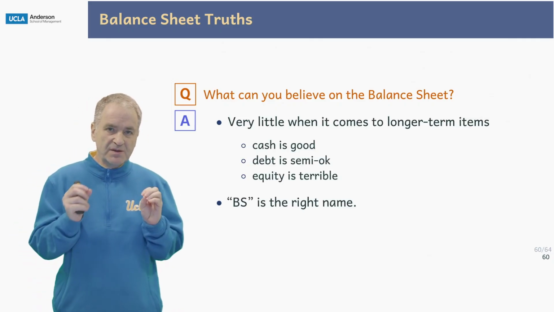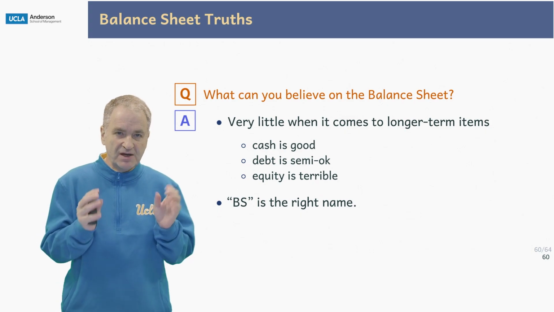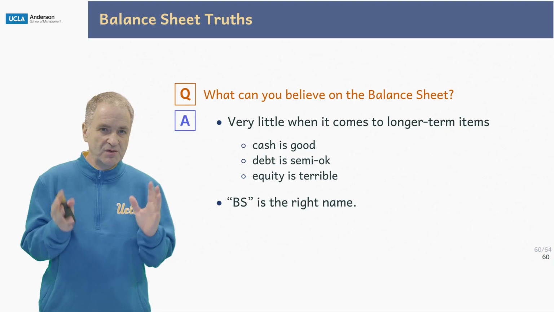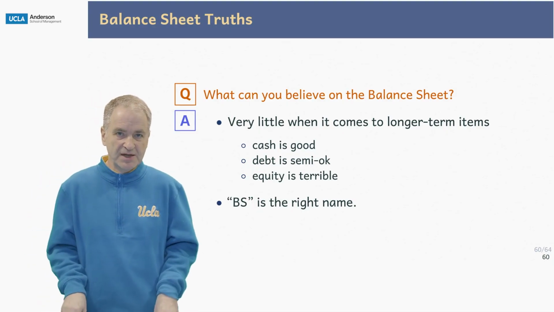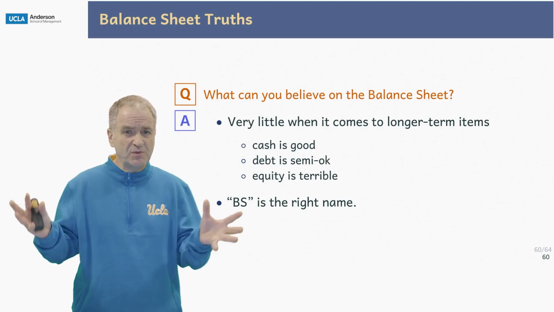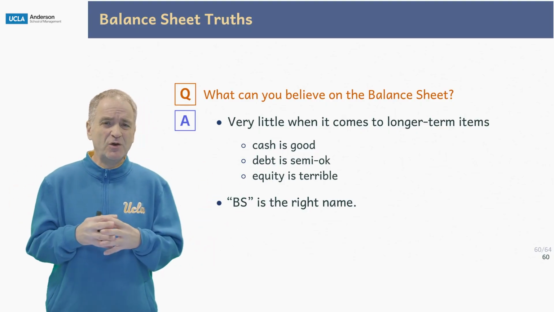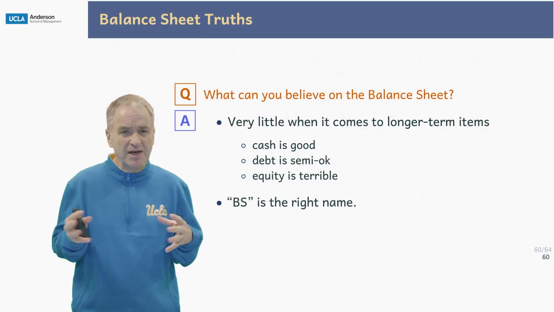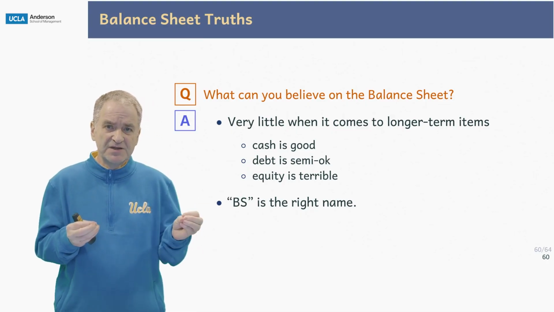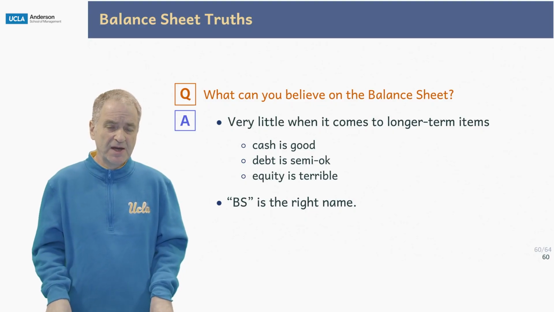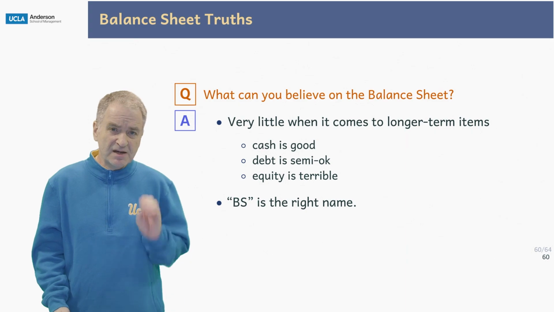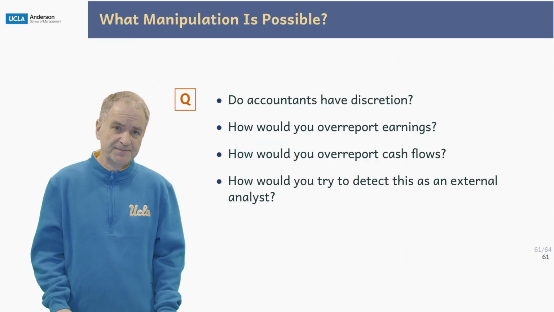So things on the balance sheet are better when they're very short-term, things like cash. That's a very good number. Usually that's almost exactly on the money. Debt is somewhat okay. But equity, which is this very long amorphous thing, that's actually almost unbelievable. That's a funny number. And in fact, it's made up so that it equalizes the left side and the right side of the balance sheet. In many ways, BS is the right abbreviation for balance sheet. There's a lot of BS on balance sheets.